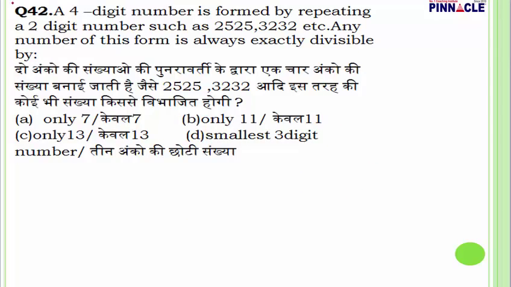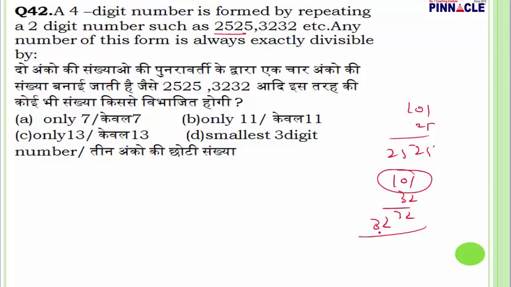Question number 42. A 4-digit number is formed by repeating a 2-digit number, such as 25, 25, 32, 32, etc. Any number of this form is always exactly divisible by? Now this would always be divisible by 101, because if I multiply 25 by 101, we get 2525, and 32 by 101 gives 3232. In other words, when we divide it by 101, we get the 2-digit number. So 101 should be the answer. Here we have 11, 7, 13, but 101 should be the answer, because it is the smallest three-digit prime number. Answer is D.